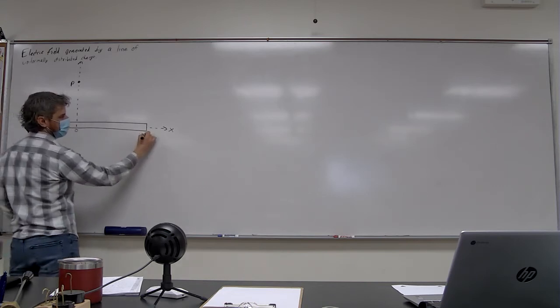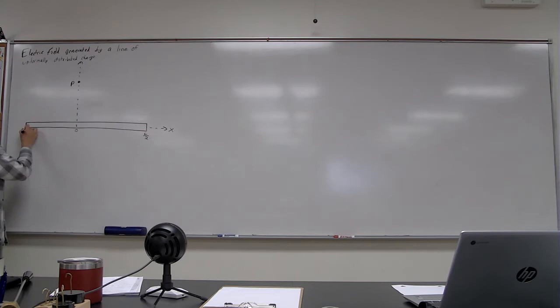And this is, I'll call it just L over 2. We'll say that the total length of this rod is L, and so it extends from negative L over 2 to L over 2. So note, we have some symmetry here, right? The point is going to be equidistant from the corners, or the ends of the rod.